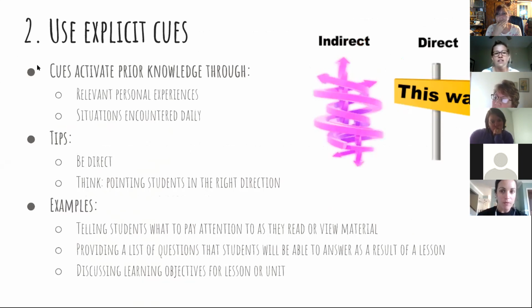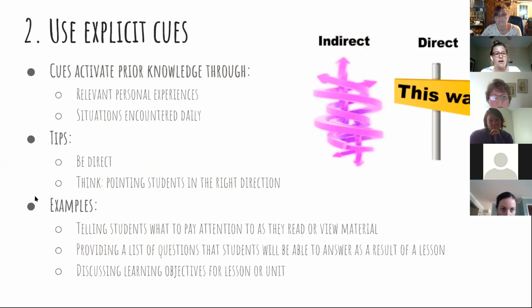And so the intent of using explicit cues is to activate prior knowledge. This can be a relevant personal experience, a situation a student has encountered, to really help them connect with the learning. The tips for this strategy were to be direct and to focus on pointing students in the right direction.